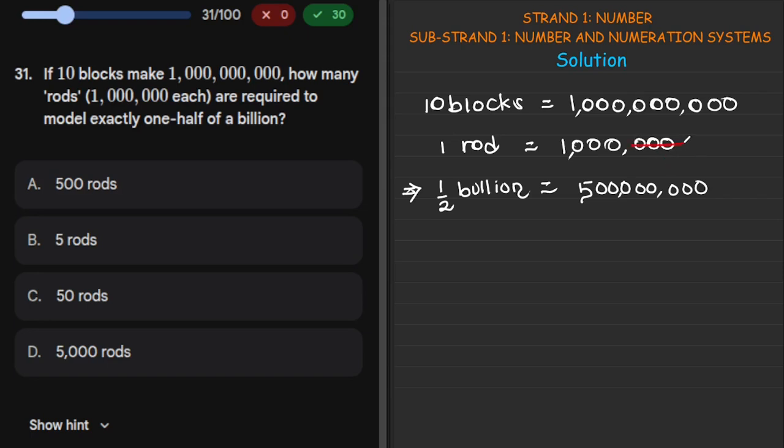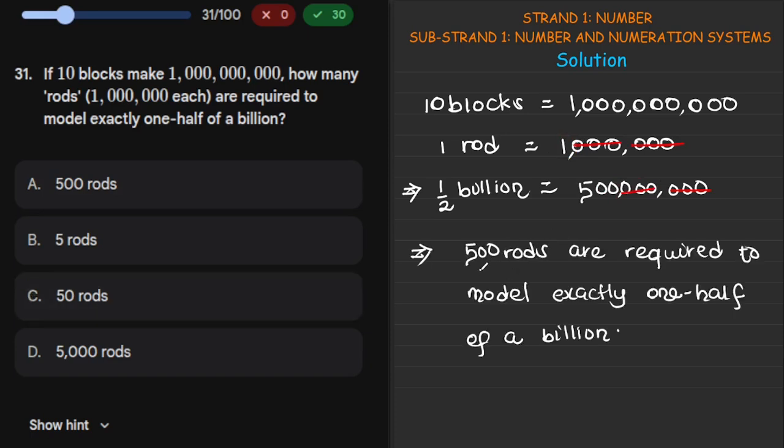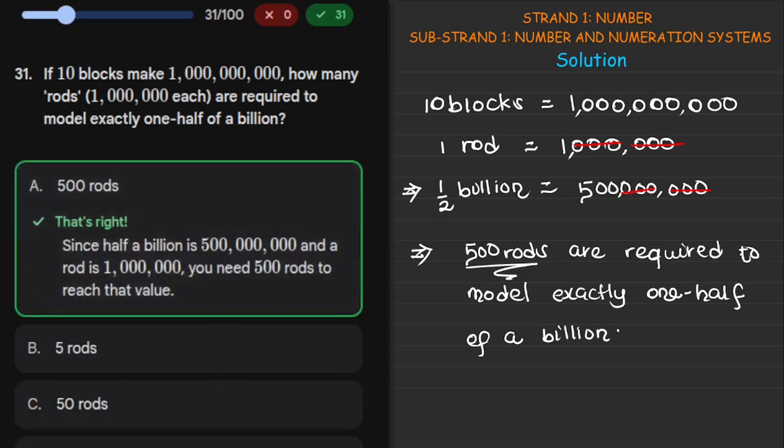So I'm going to cancel out these 3 zeros and do the same for what we have over here. And you realize that we have just 1 over what? 500. So it simply implies that 500 rods are required to model exactly one half of a billion. So let's choose that. Okay.